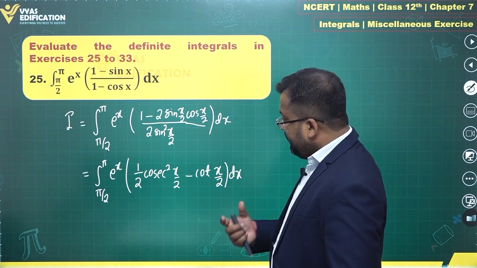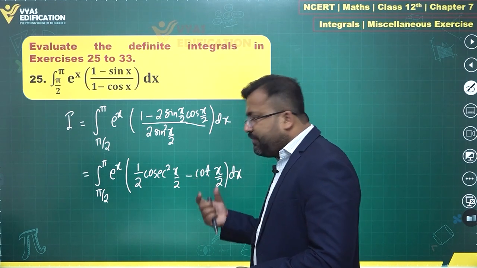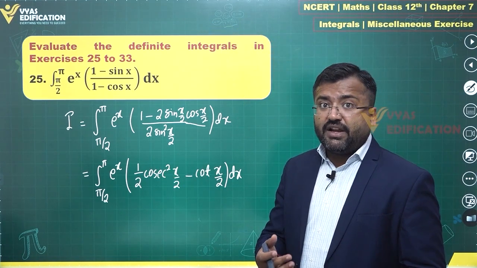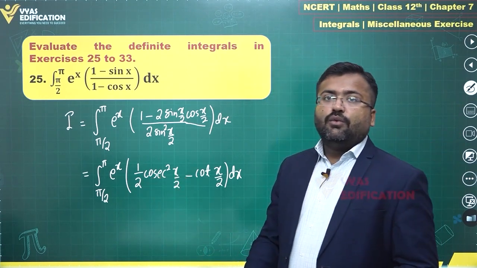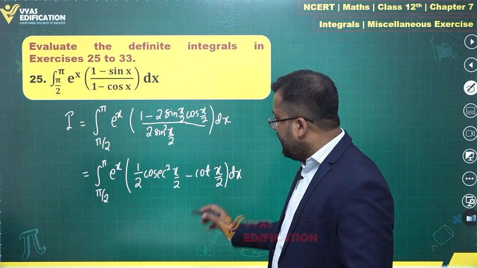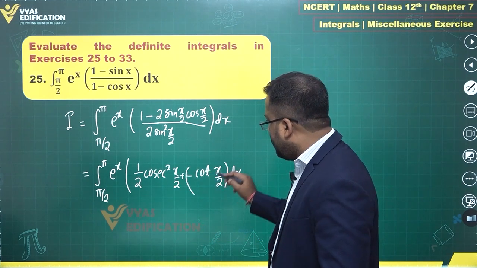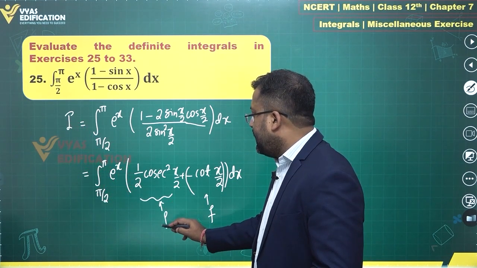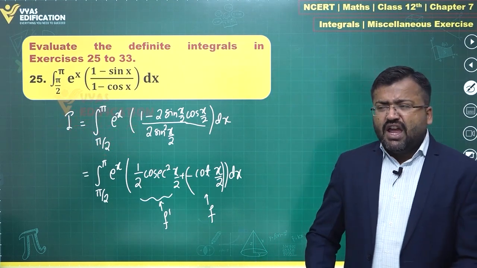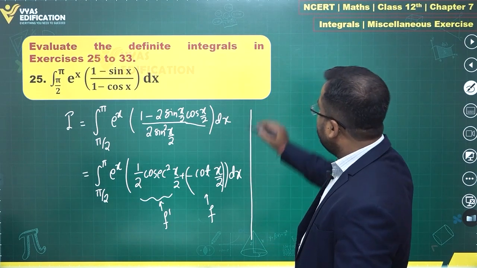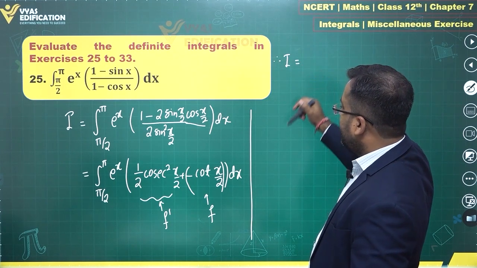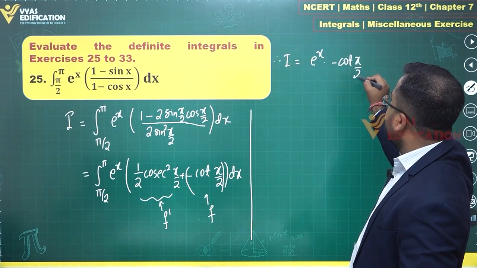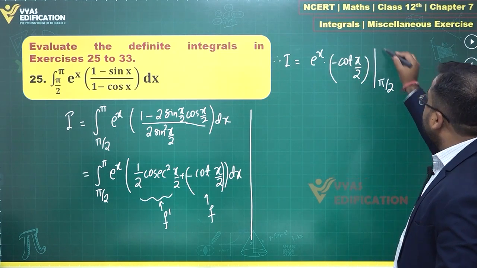If you observe carefully, if this minus cot x by 2 is taken as f x, then its derivative is minus of minus cosec square x by 2 with 1 by 2, because the derivative of x by 2 is 1 by 2. So this is nothing but f prime. This is important to observe. Then you can directly write I as the integral, which will be e power x times minus cot x by 2, that is f x, from pi by 2 to pi.